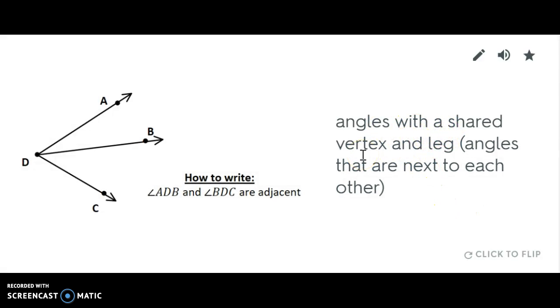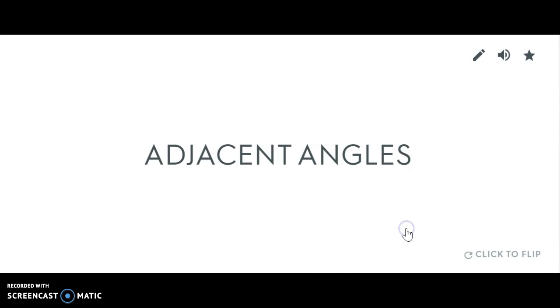They have a shared vertex and leg. So this is my shared vertex, angle D. But then my shared leg is this ray DB. So these two angles are adjacent, and down below is how you can write them. So adjacent angles are next to each other.